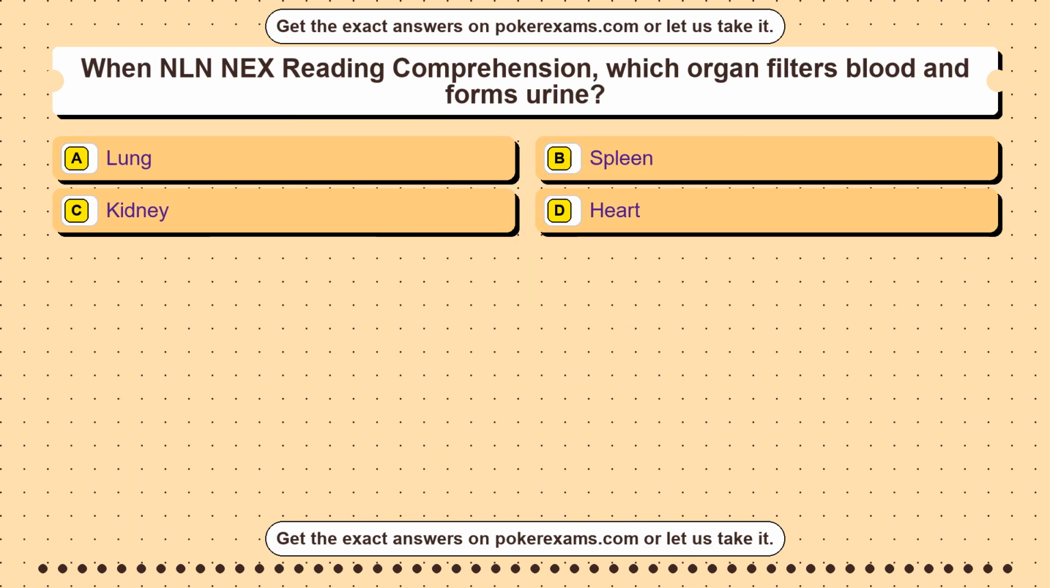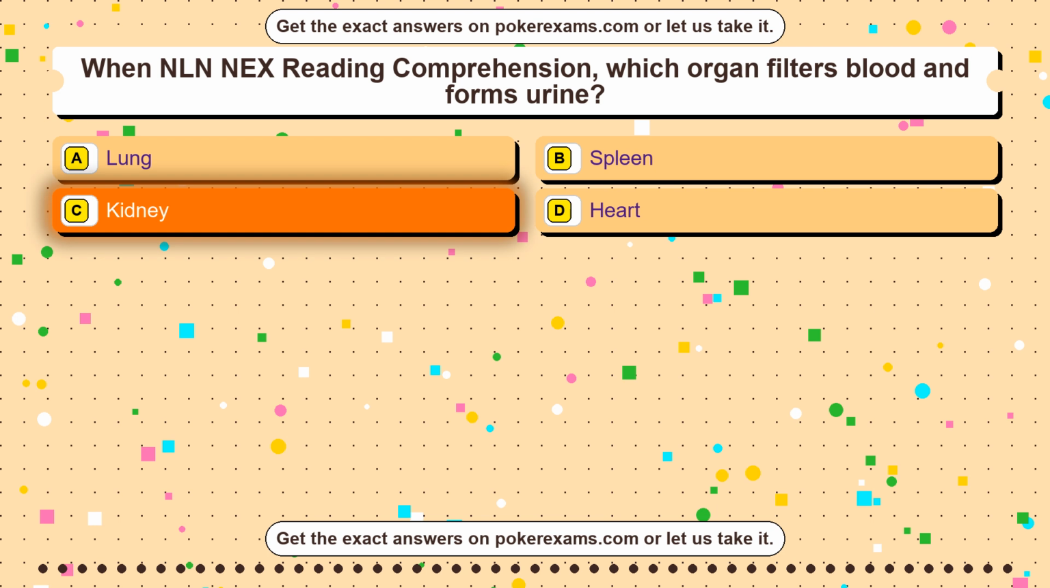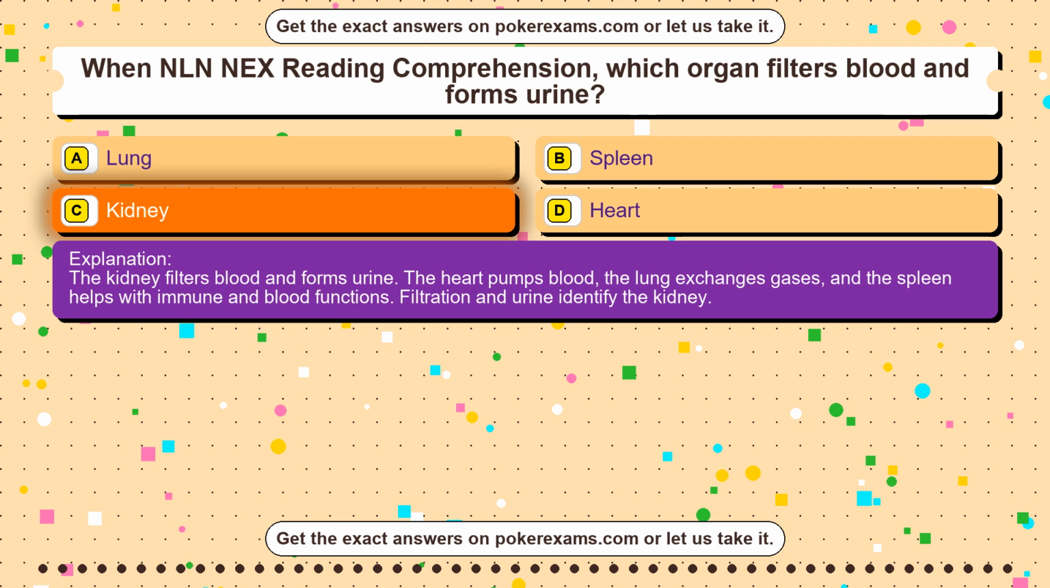Question 39. In GED probability practice, which word signals contrast? Option A, also. Option B, first. Option C, however. Option D, because. The correct answer is option C. However signals a contrast between ideas. Because signals cause, also adds information, and first shows order. Transition words reveal relationships in passages.